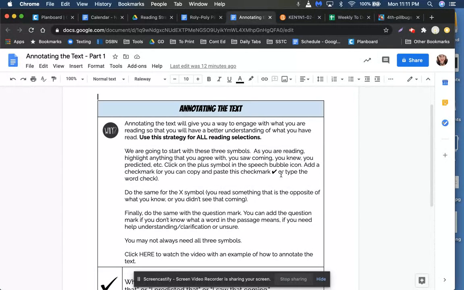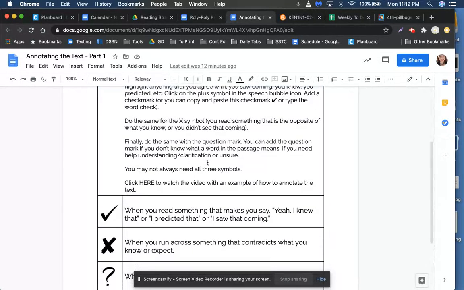The first one we're going to look at is called annotating the text. This allows you to engage with or interact with your reading so that you have a better understanding of what you read. A lot of people are great at understanding the individual words they're reading, but once you put it into sentences and start asking questions about what it meant or what happened in that passage, a lot of people forget. So this is going to help you bring that all together.